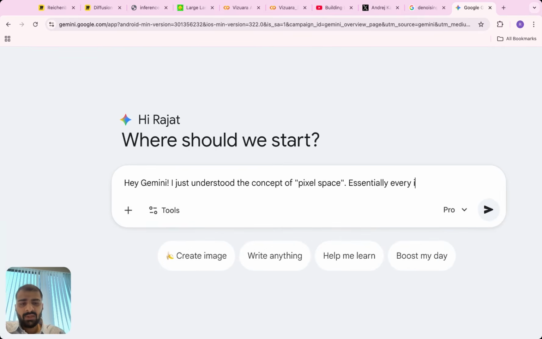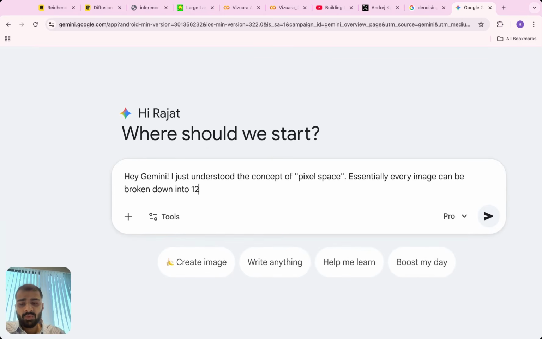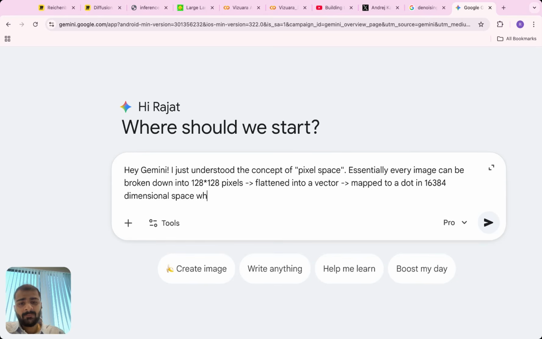Essentially, every image can be broken down into 128 by 128 pixels, flattened into a vector, and mapped to a dot in 16,384-dimensional space, which is the pixel space.